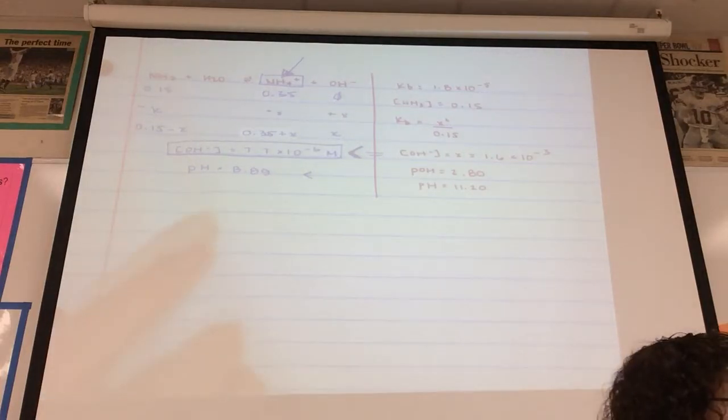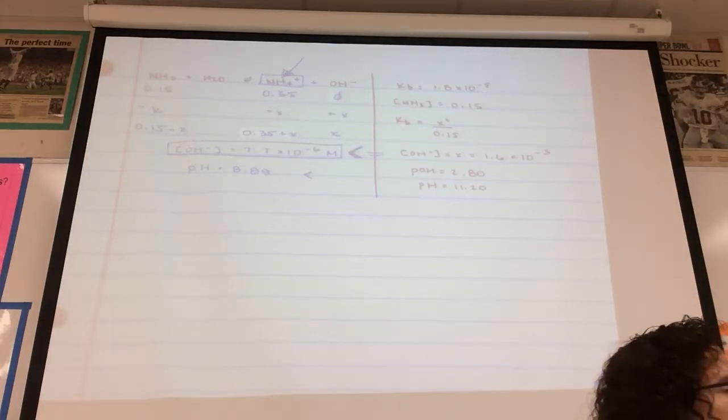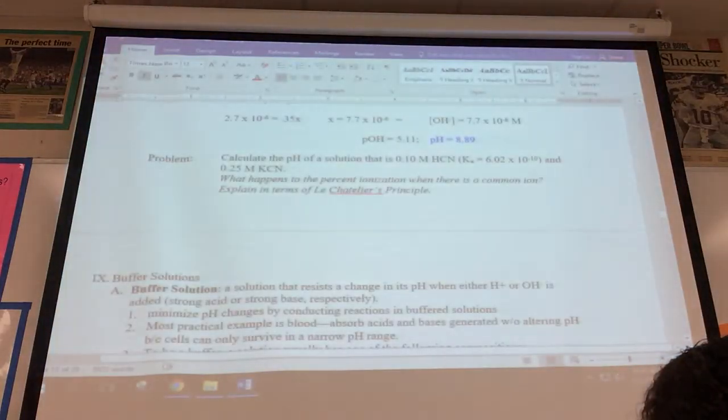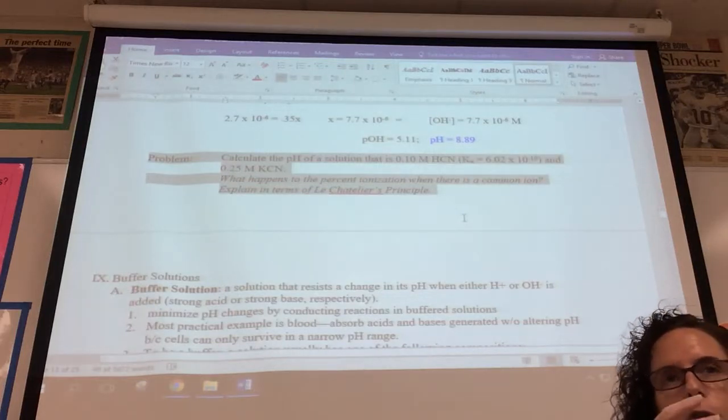Okay? I would like you, if you can do it, to try this problem right here. So we had to compare. You might, well, you might or you might not.